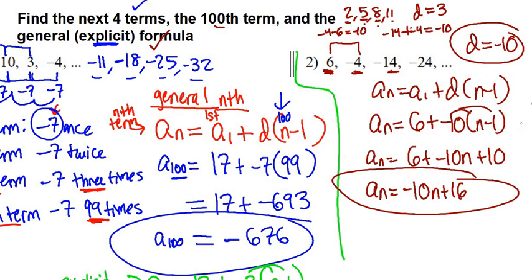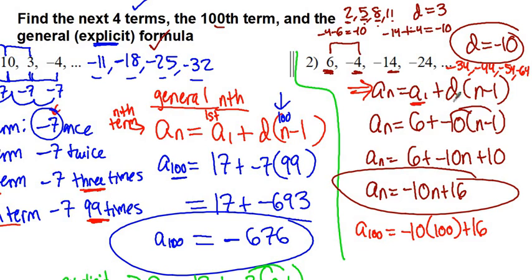Let's find the next 4 terms and the 100th term. So the next 4 terms, if we keep subtracting 10, would be negative 34, negative 44, negative 54, negative 64. How can we find the 100th term? We can use this formula we just found, which is negative 10 times 100 plus 16. Or you could have done this up here. You could take our first term and add the common difference 99 times to get from the first term to the 100th term. So this is negative 1,000 plus 16, and that is equal to negative 984. That right there is the 100th term of that arithmetic sequence.